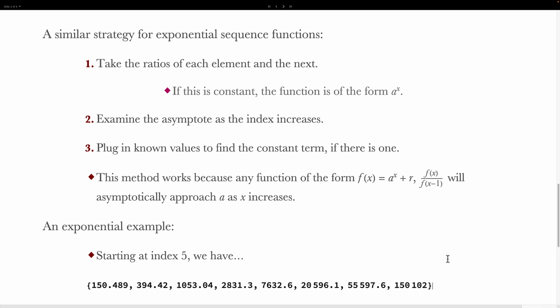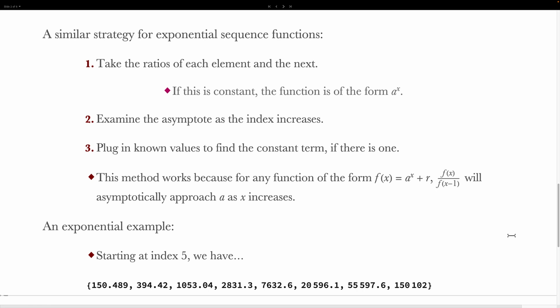Here, we have a similar strategy for exponential sequence functions that goes like this. First, you can take the ratios of each element and the next. If this is constant, this means the function is of the form f(x) = a^x. Secondly, we can examine the asymptote as the index increases without bounds. Then, finally, we can plug in known values to find the constant term, if there is one.